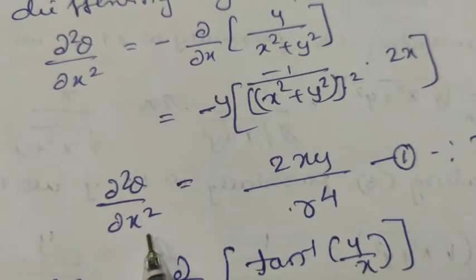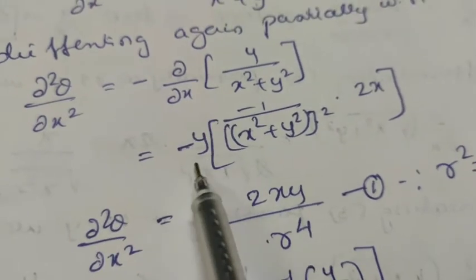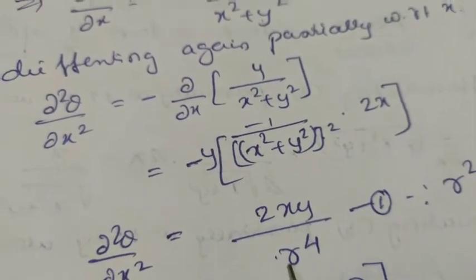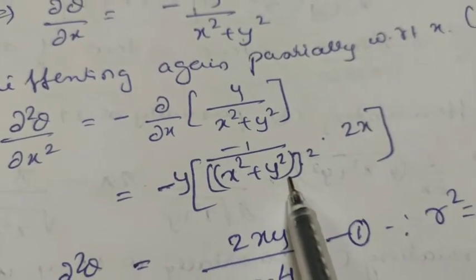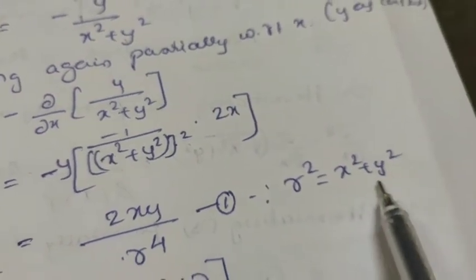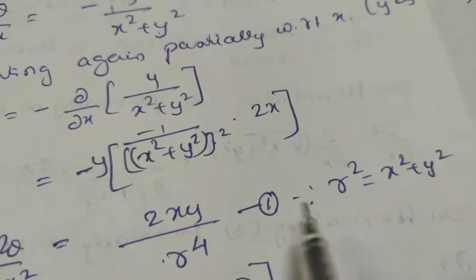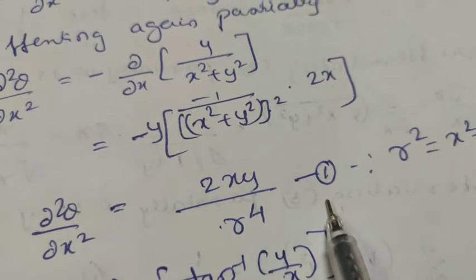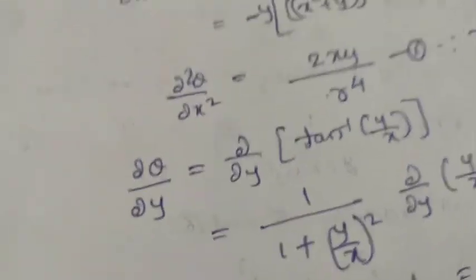So ∂²θ/∂x² is equal to, multiplying these two, minus into minus is plus, 2xy divided by (x square plus y square) whole square. We know x square plus y square is denoted by r square, so it is r square whole square, which is r raised to 4. Take this one as equation number 1.